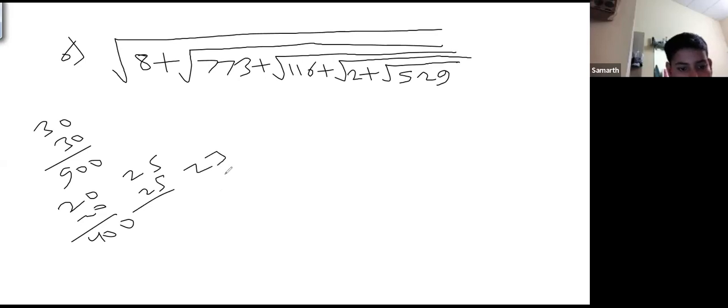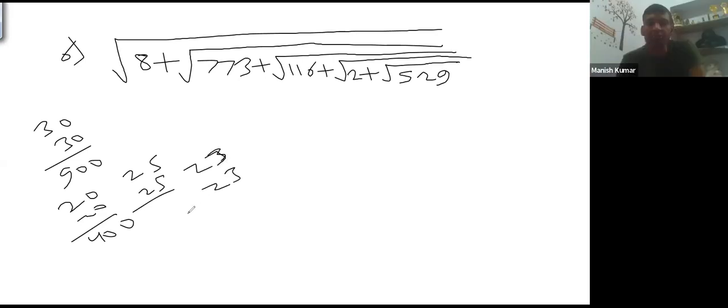23 into 23 is logical because 3 3s are 9, isn't it? So here it will be 46, and here again 46. 3 3s are 9. Yes, here it will be 9. So 6, here it is 69. Okay, it will be 529. Then 23 is the root of 529.